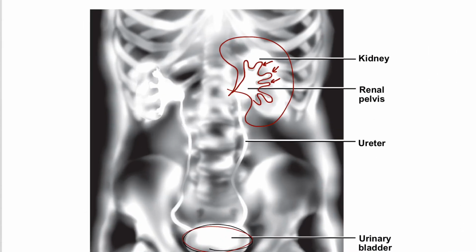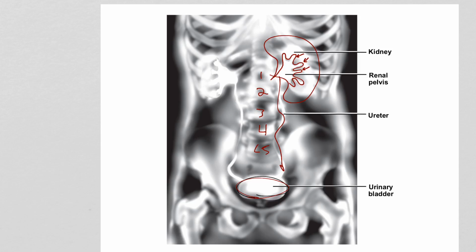Okay, and then you can see the ureter connecting the two, which is actually a fairly long tube. For reference point, that's L5, right? 4, 3, 2, 1. Get the idea.